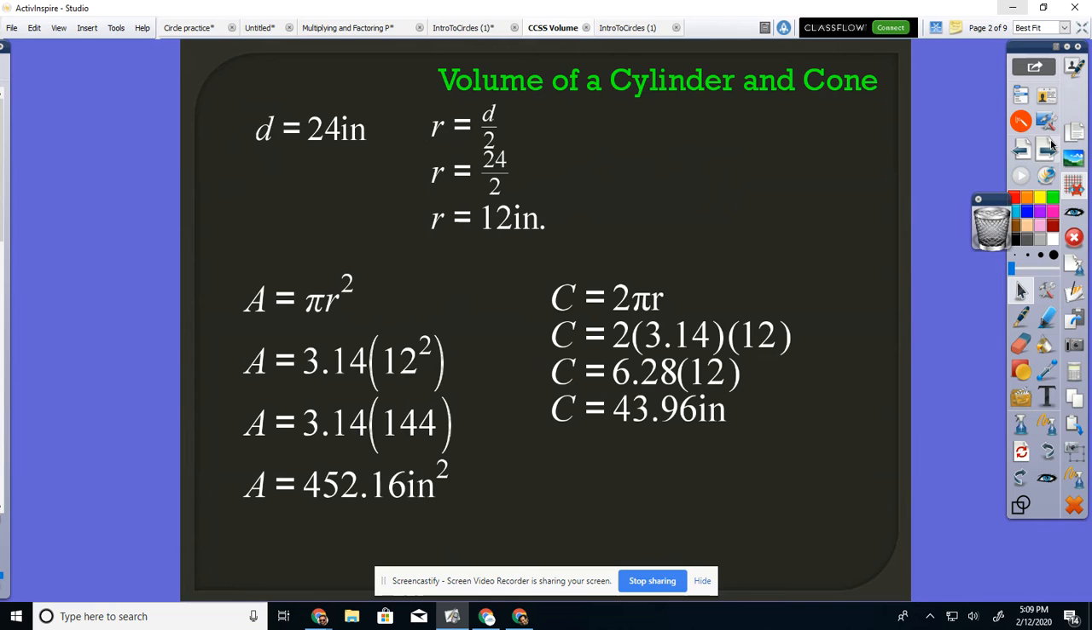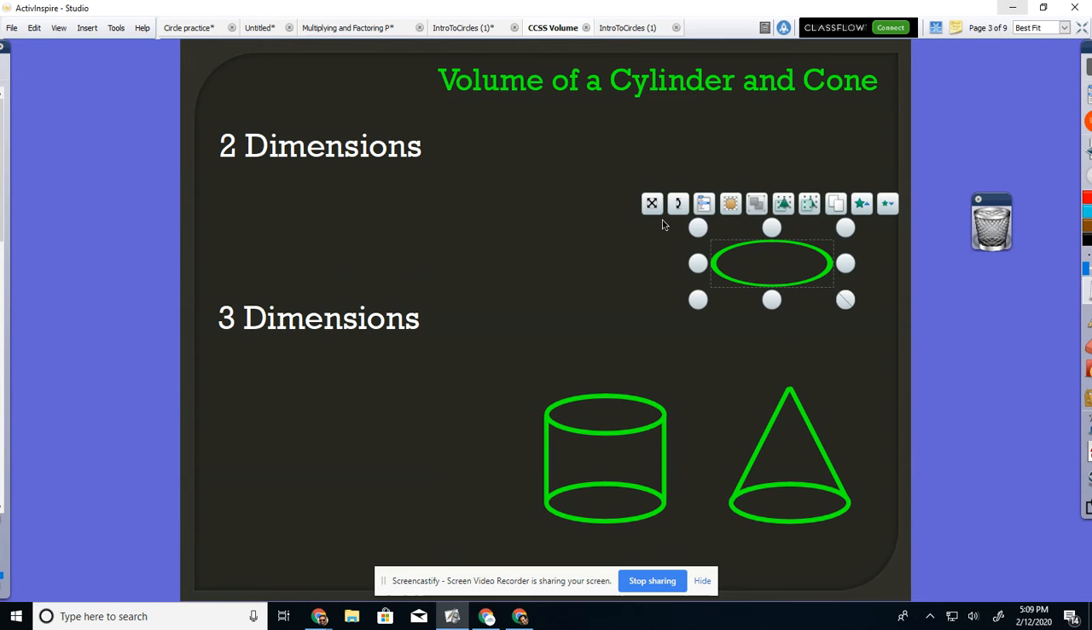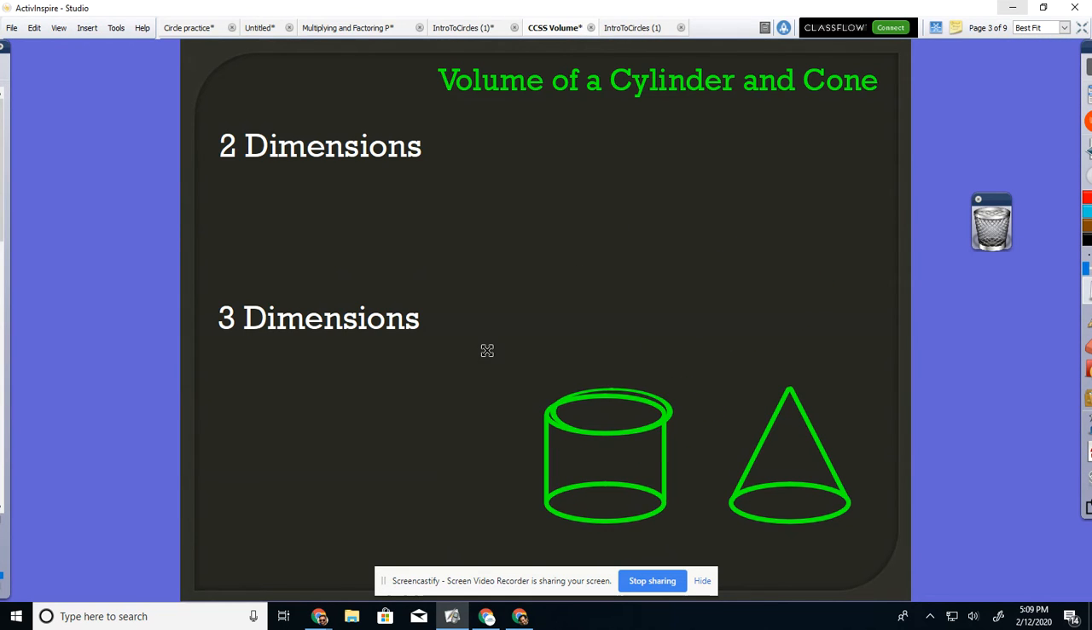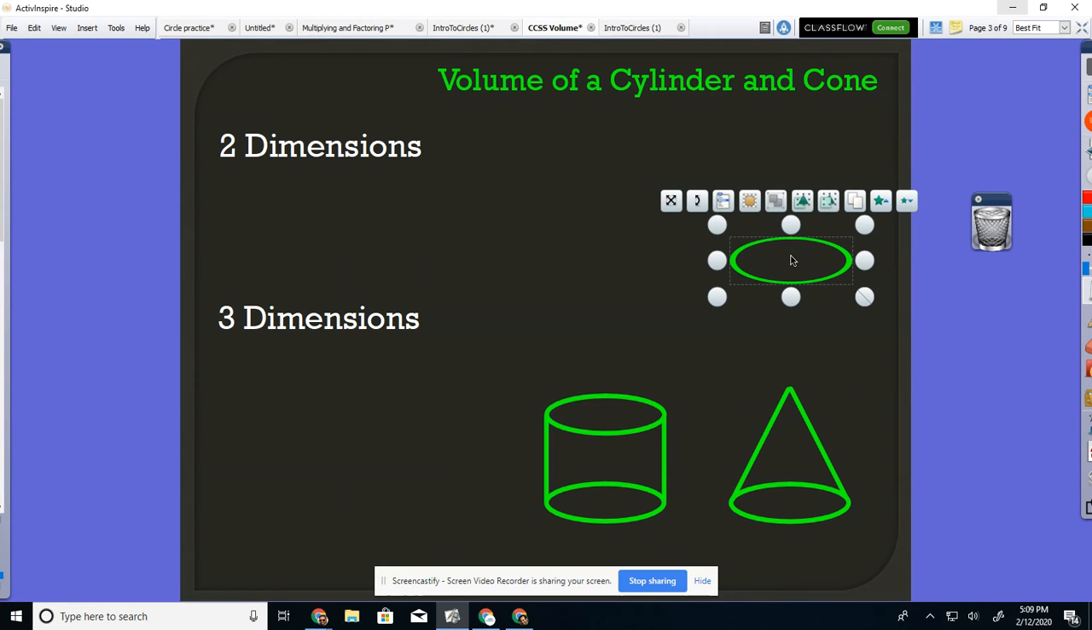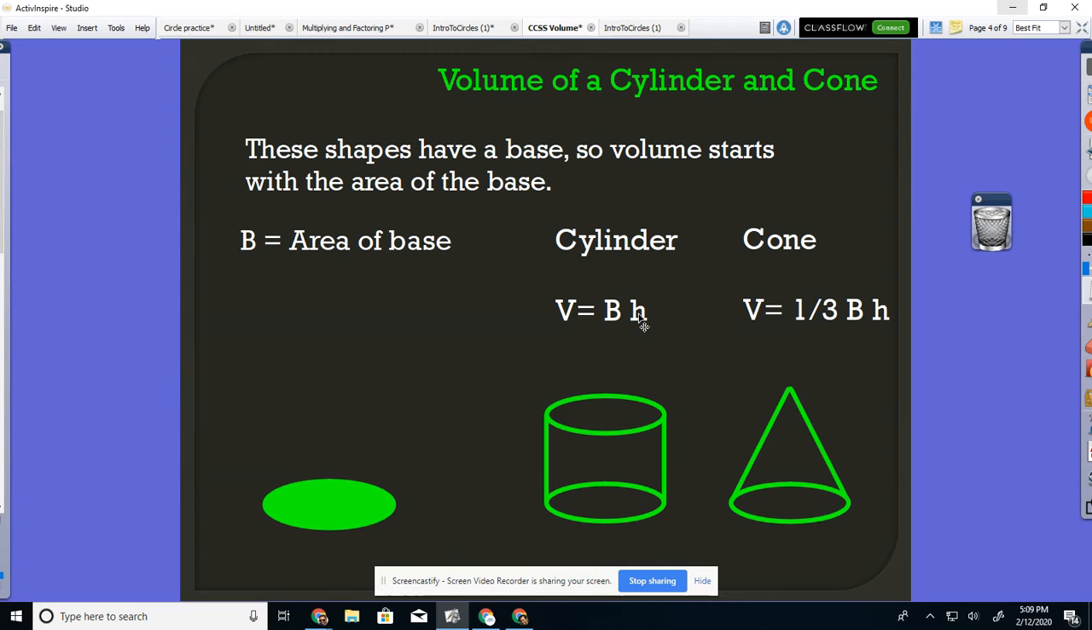So if we take a look at here, before we can get from two dimensions into three dimensions, we need to make sure that we understand the area of the base first, and that's where we're struggling in class a little bit. For a cylinder and a cone, we need to know the area of the base and then multiply the area of that base times the height to find the volume of the shape, and understand that our units change when we find volume.